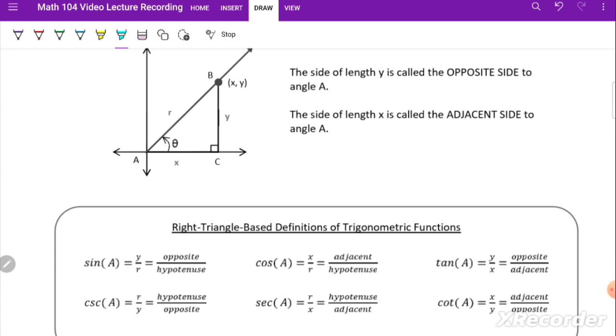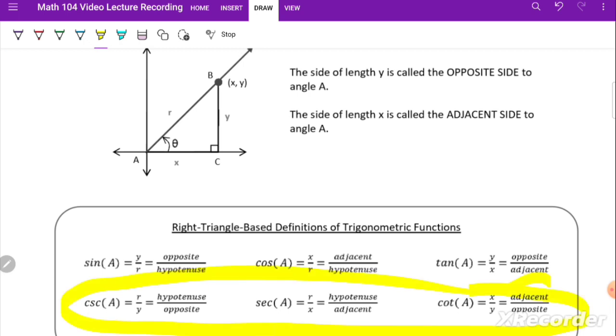Now, you can certainly think of it as x over r, but as we progress through this right-angled trig, we're not always going to be on the Cartesian plane. Sometimes our triangle's just floating, and it's a lot easier to think of it as opposite side and adjacent side. Tangent of our angle A is our opposite side over our adjacent side. And then we know that the other three trig functions are just the reciprocal.